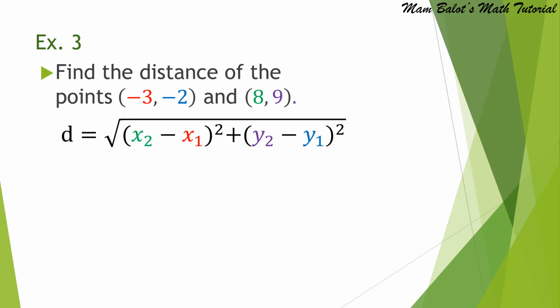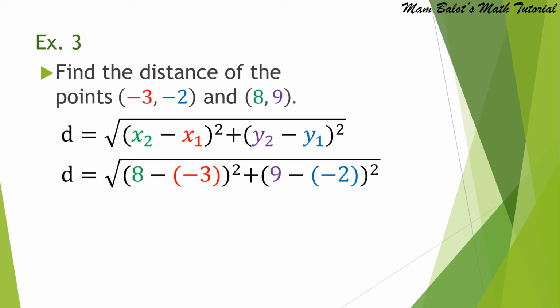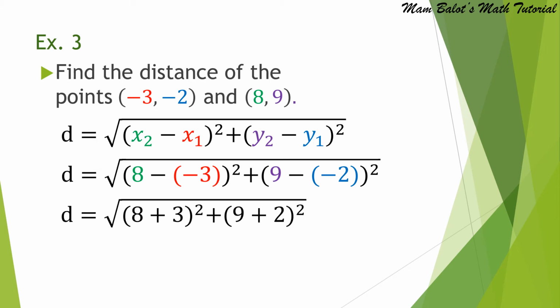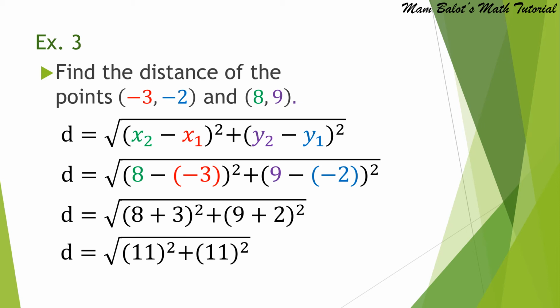Using the distance formula, we substitute the values of x and y. So we have x sub 2 is 8 minus x sub 1, which is -3, then squared, plus y sub 2 is 9 minus y sub 1 is -2, squared. Simplifying, we have 8 minus -3 is equal to 8 plus 3, and 9 minus -2 can be written as 9 plus 2. So 8 plus 3 is equal to 11, then squared, plus 9 plus 2 is also 11 squared. 11 squared is 121.